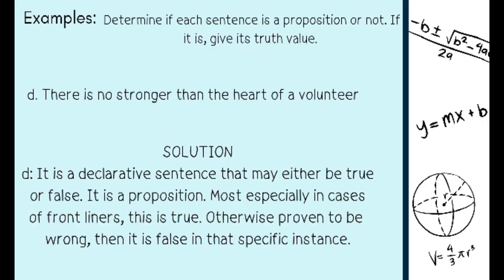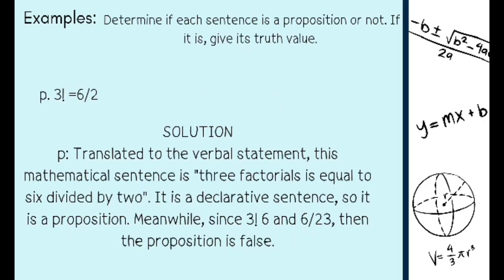D: There is nothing stronger than the heart of a volunteer. It is a declarative sentence that may either be true or false. It is a proposition. Most especially in the case of frontliners, this is true. Otherwise, if proven to be wrong, then it is false in that specific instance.